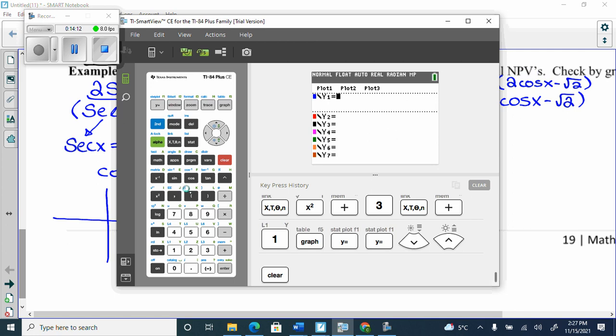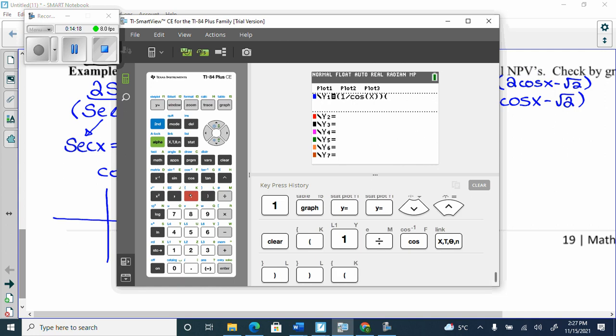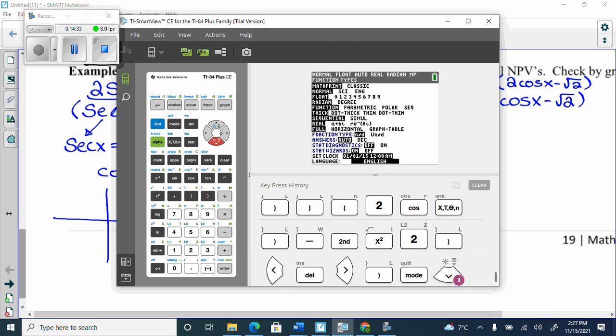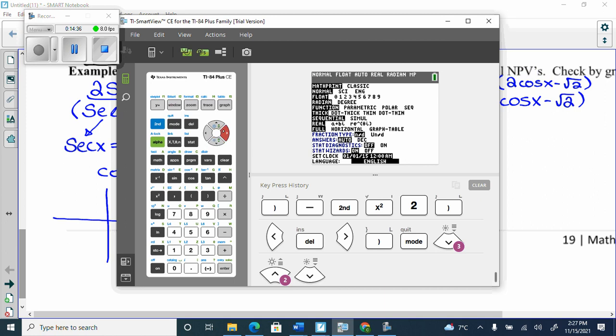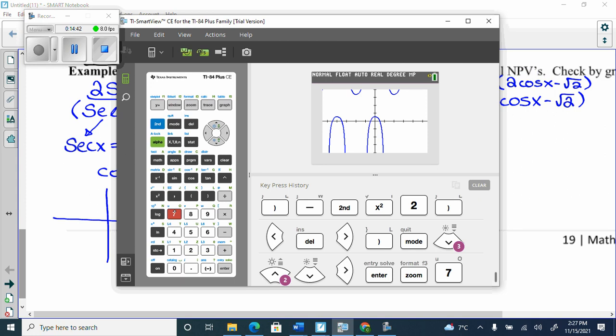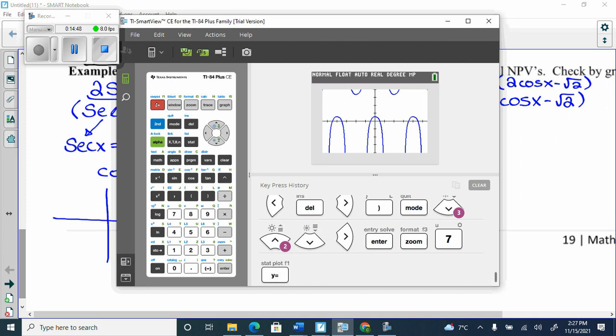So you're going to have bracket 1 divided by cos x, bracket, bracket 2 cos x minus square root 2, oops, gotta close, arrow out, then bracket. Then I went mode, degree. I'm not in degree, so I'm going to go to degree. Oh my gosh, really? Degree. And then zoom trig, which is 7. So you get something that looks like that. And then I'm going to have a red line along my x-axis because I'm going to go to y2 and I'm going to put in a 0. See that? Everyone sees that?